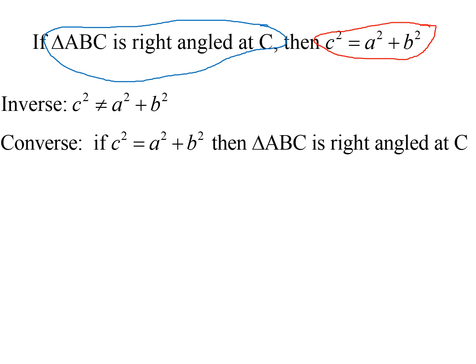So this is the inverse of this statement. The converse is simply: C square equals A square plus B square, then triangle ABC is right angle at C. So what we did, the converse is similar to the previous slide. We actually just swapped the two statements around in order to create the converse.